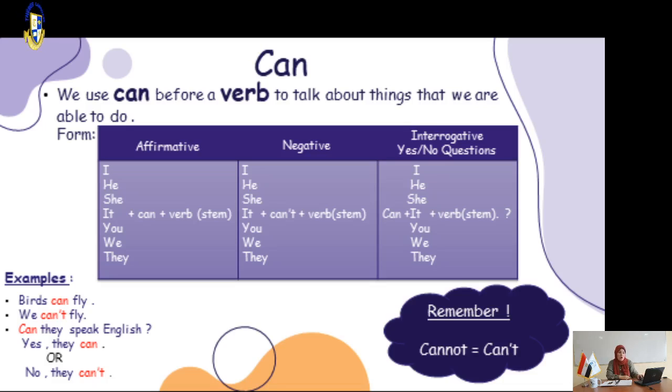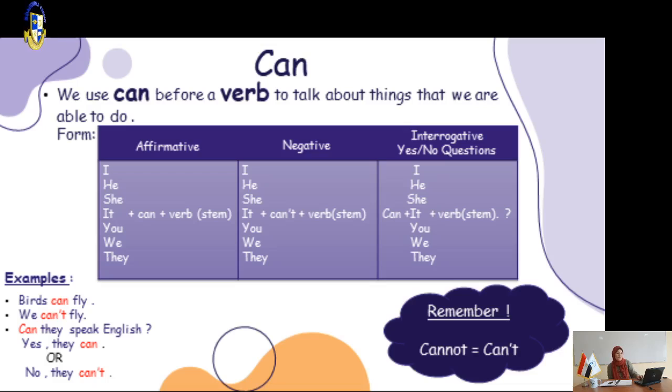Birds can fly, but we cannot fly. Can, here can comes at the beginning of the sentence, so it's a question. Now, can they speak English? And then a question mark. The answer will be yes, they can, or no, they cannot or can't. Because no means negative, negative means not.